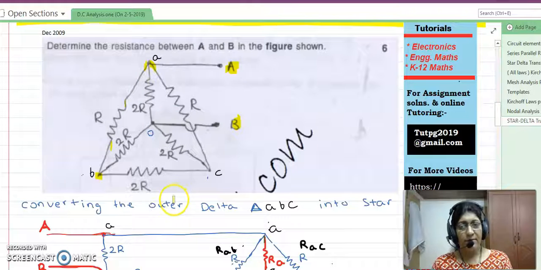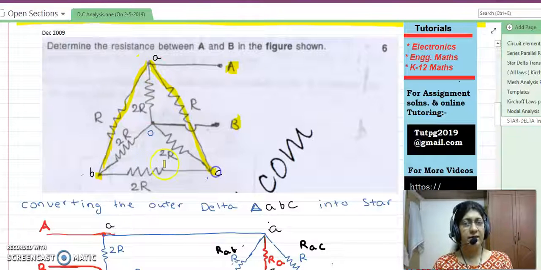Now people, please tell me, you can see that there are two ways this can be done. You have to find the delta and the star in this. This is the delta, the external delta. This is the internal star. What should we do? Another important thing to be decided is whether to convert the outer delta into star or the internal star into delta, which is a very big question.